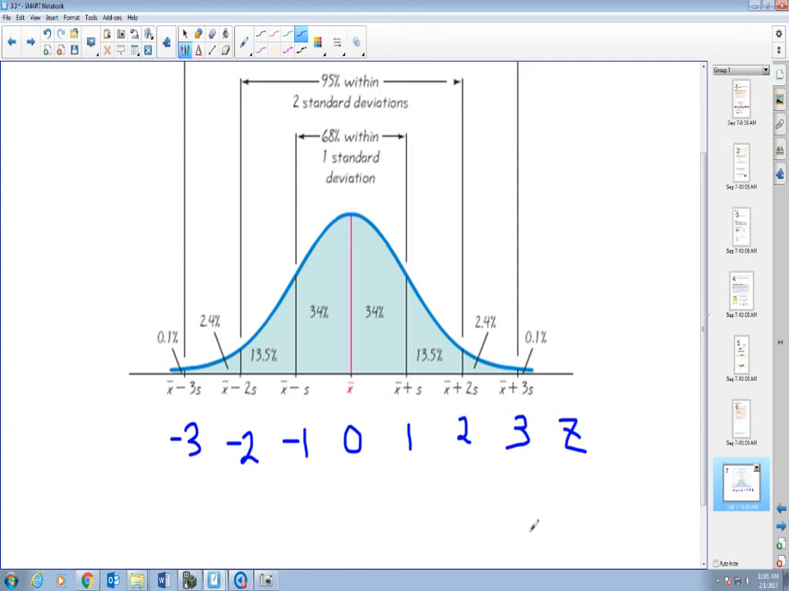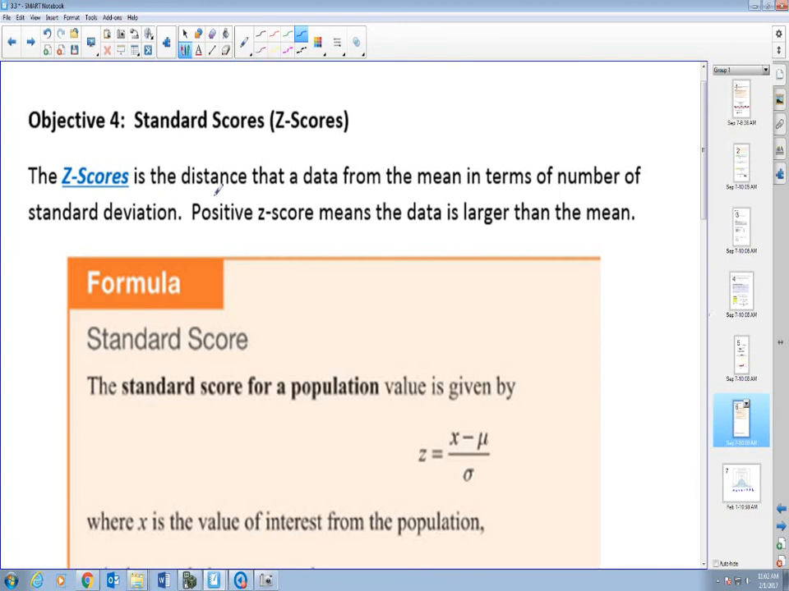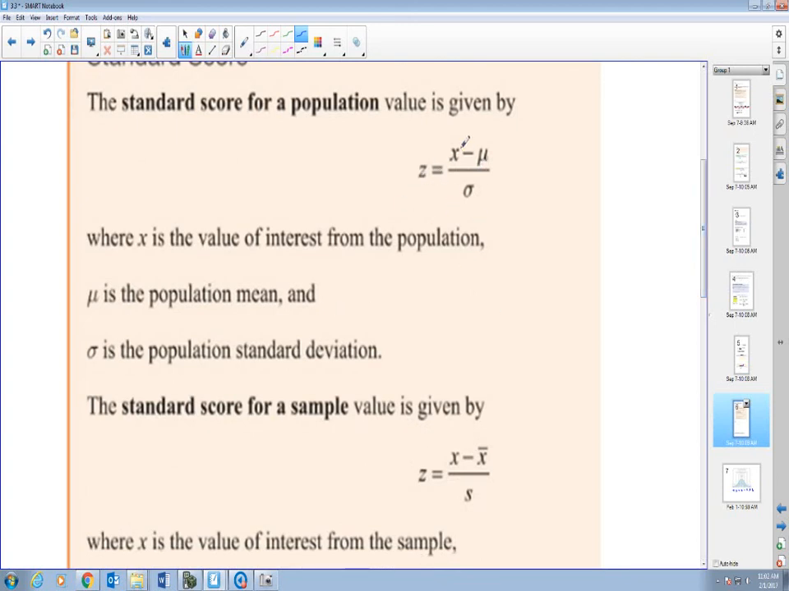These are called the z-scores. We standardize every single problem we have into what we call the z-score. That's what we're trying to do. The z-score refers to the distance that the data is from the mean in terms of how many standard deviations away, not how many places away. A positive z-score means the data is larger than the mean, negative means it's below the mean. Your formula: the z-score is always your x value minus mu, divided by the standard deviation, sigma. Or for the sample, x minus x bar, the sample mean, divided by the sample standard deviation. The formula is the same, it's a different notation. One describes the population, one is for the sample.